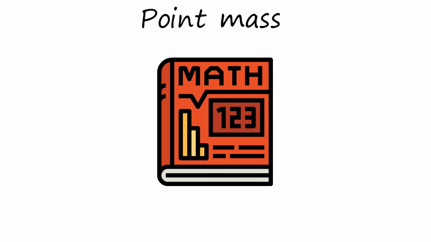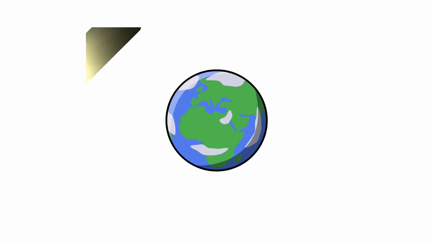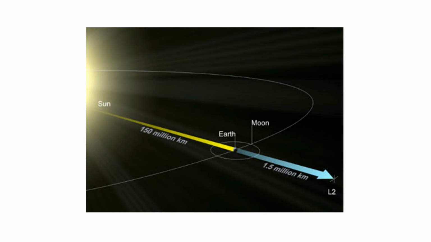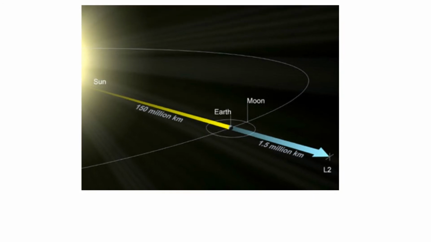But for now, let's learn about point mass. Well, it's just a way of making the work easier. And by work, I mean math. We consider massive objects like the Earth as a single point in space so that analyzing the orbit of the Earth around the Sun becomes much easier.